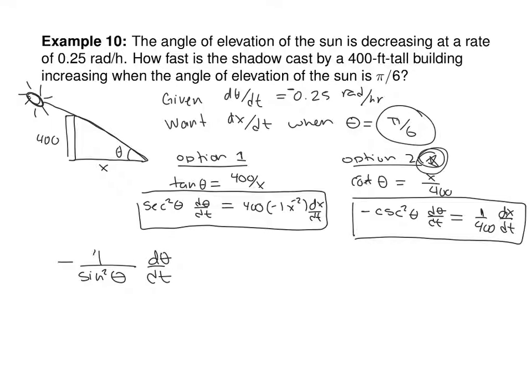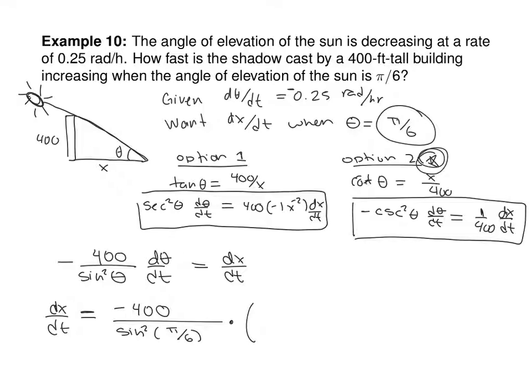Oh, can I just say 400 over? Does that make sense? Because I just multiplied the 1 over 400 to the other side. Okay, so dx/dt will be negative 400 sine squared of pi/6 times d theta/dt, which was negative 0.25, or negative 1/4, right? By that.